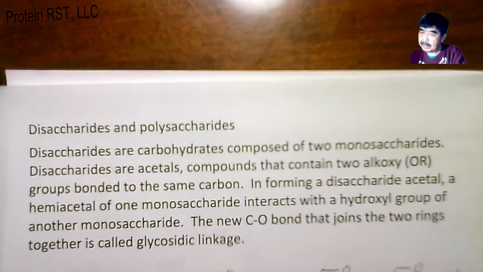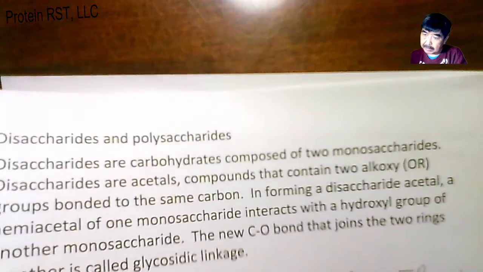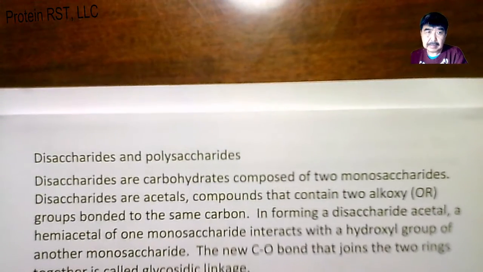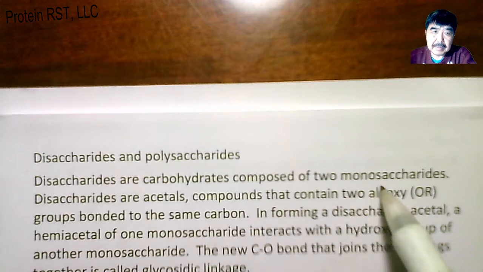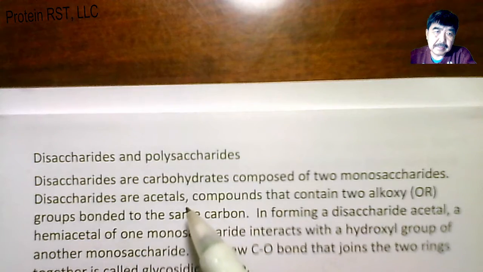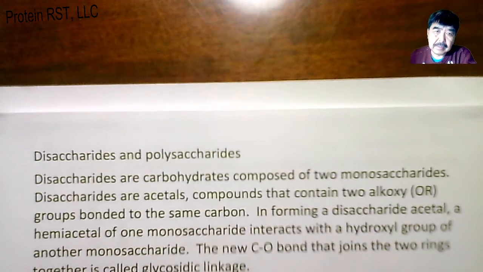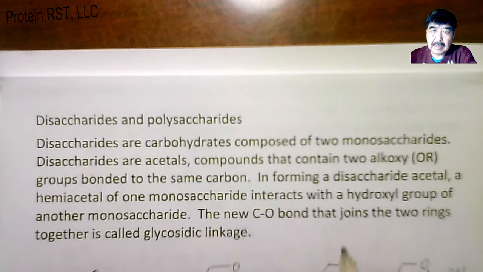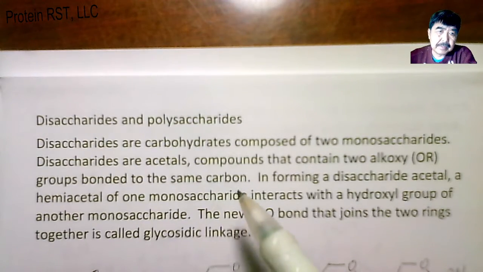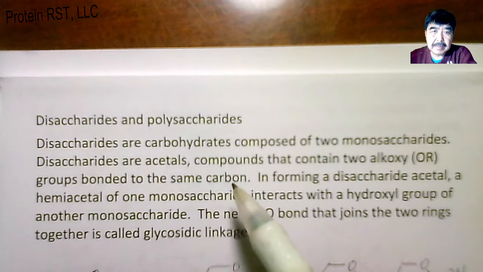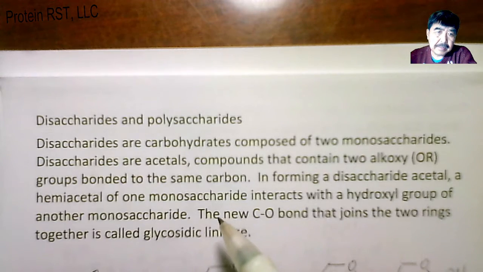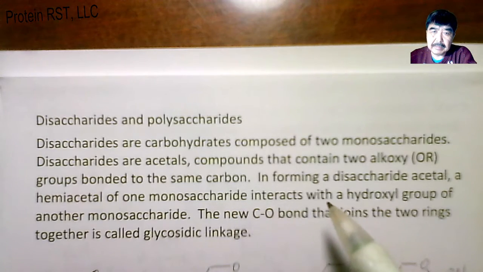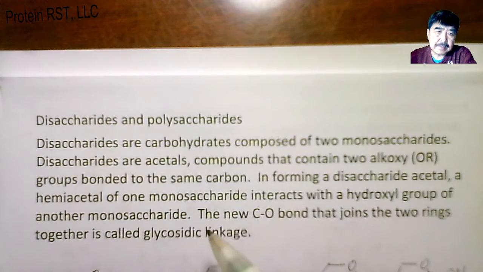Next, let's take a look at the disaccharides and the polysaccharides. Disaccharides are carbohydrates composed of 2 monosaccharides. Disaccharides are acetals, compounds that contain 2 alkoxyl groups bonded to the same carbon. In forming a disaccharide acetal, a hemiacetal of 1 monosaccharide interacts with the hydroxy group of another monosaccharide.